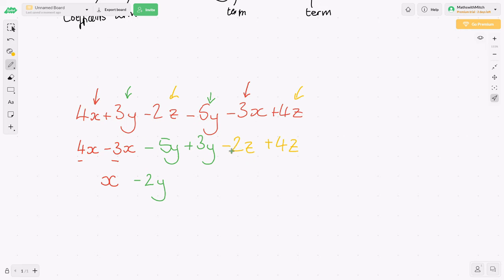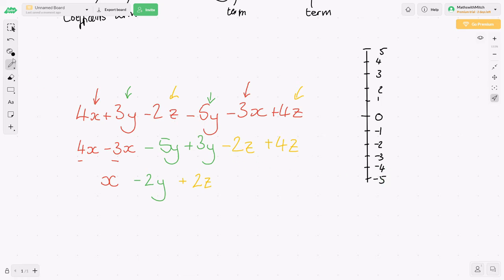And for the z's we have negative 2 plus 4, so that leaves us with plus 2z. Now remember, just as a little refresher on positive and negative numbers here, in case anyone was lost there, we can think about the number line where we have 0 here, and remembering we have negative numbers beyond 0.